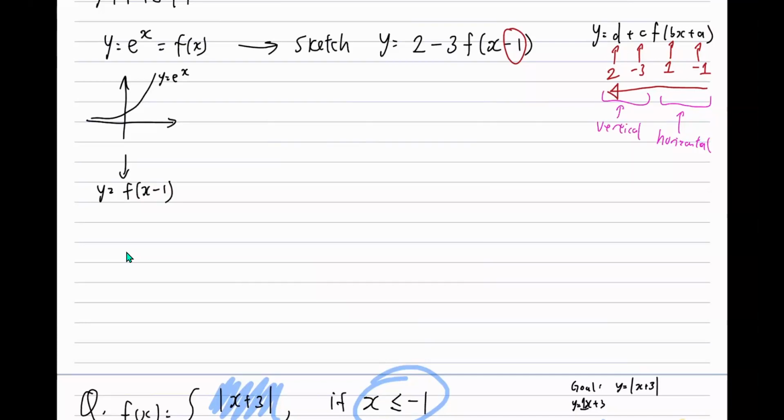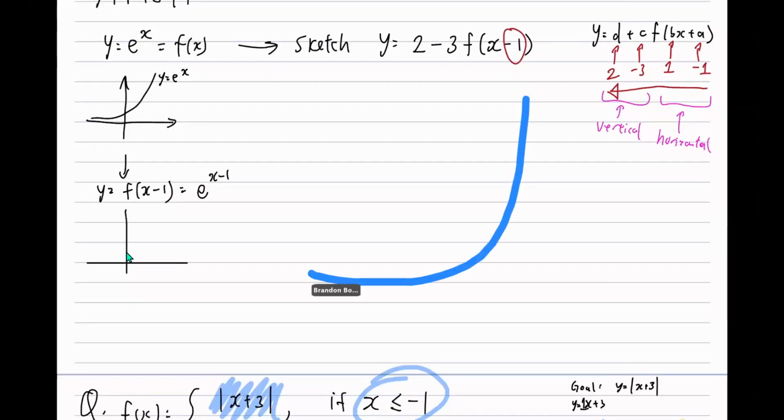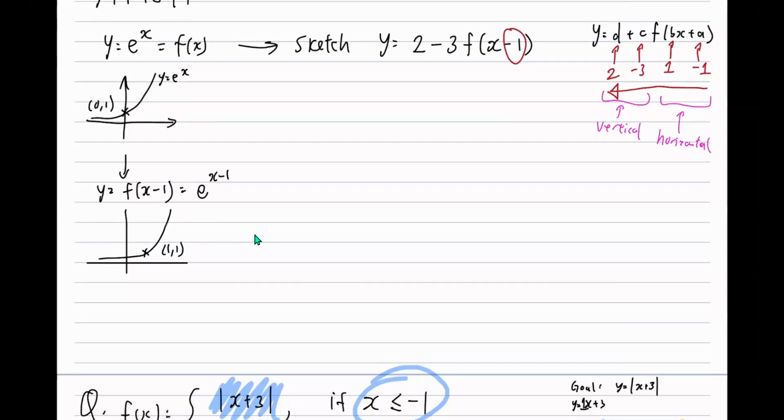Okay, so what I like to do is f(x), then arrow to f(x - 1), which is really just e to the power of x - 1. So how does the graph look? You simply move 1 unit to the right. So the graph will look something like this. Previously it was 0, 1, so you'll move towards 1, 1. Move 1 unit to the right. Does it make sense?